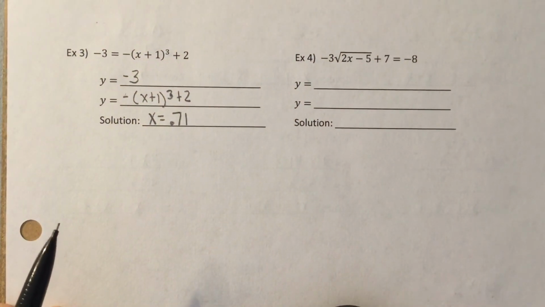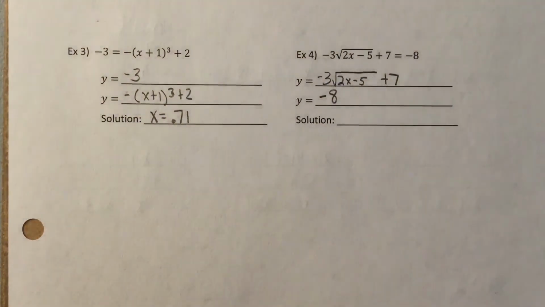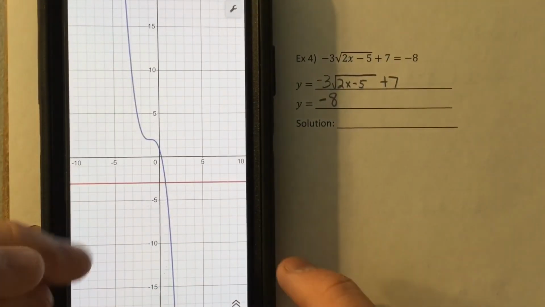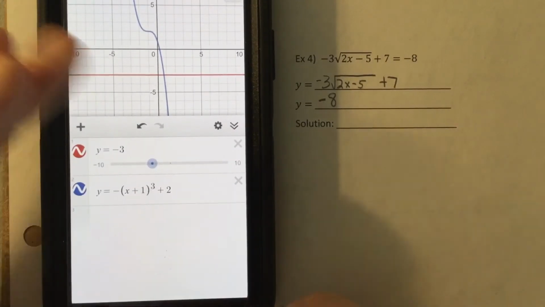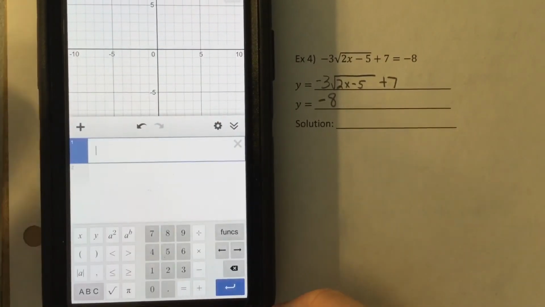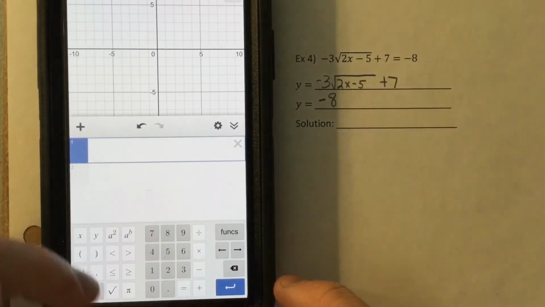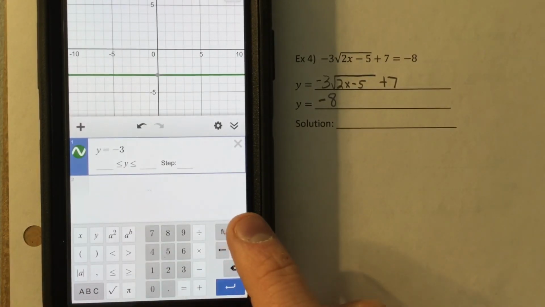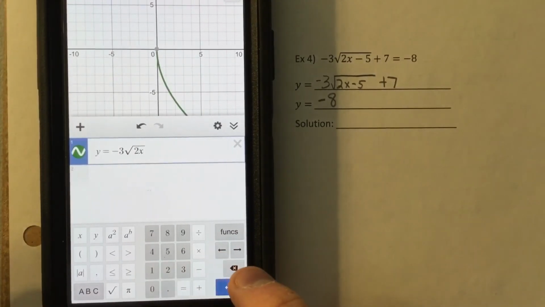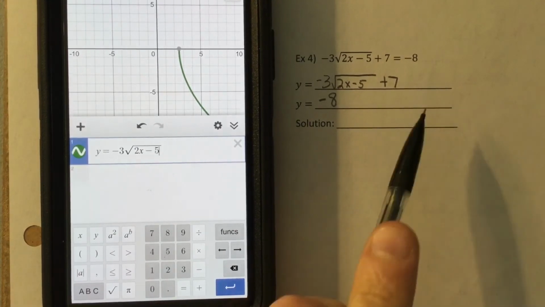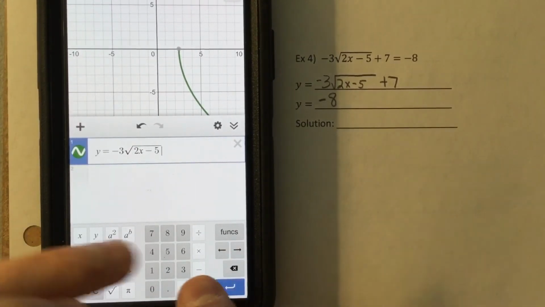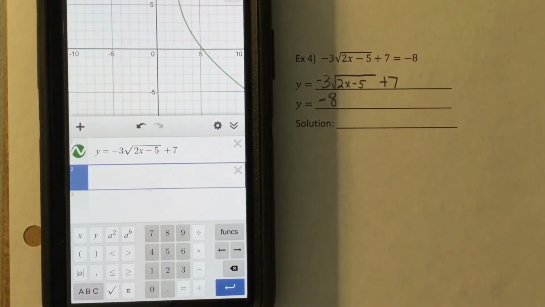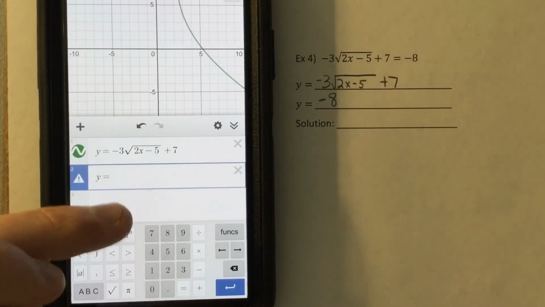And then let's look at the last one. I'm graphing the left side, -3 square root of 2x minus 5, and then plus 7 on the outside, and then the right side is -8. So be very careful when you're typing this one in. Okay, so y equals -3, and then to find the square root, well, square root's right there, 2x minus 5, and be careful because the plus 7 has to be outside, so I want to arrow over and then plus 7. Notice the plus 7 is clearly outside. I go to the second graph and I type in y equals -8.